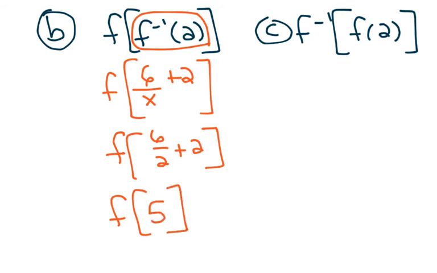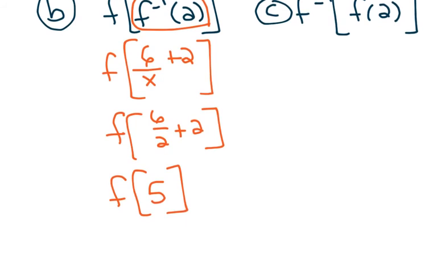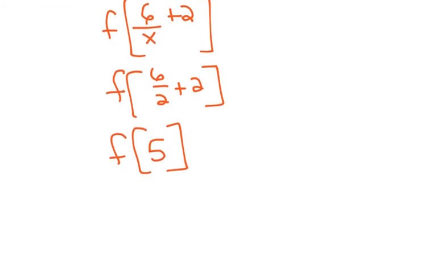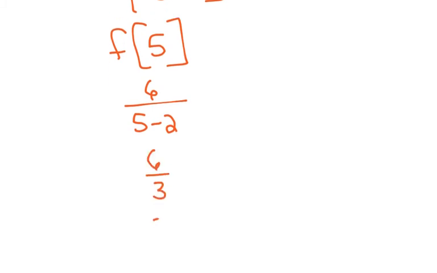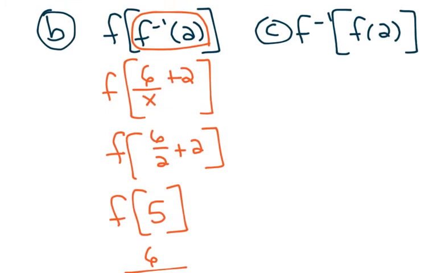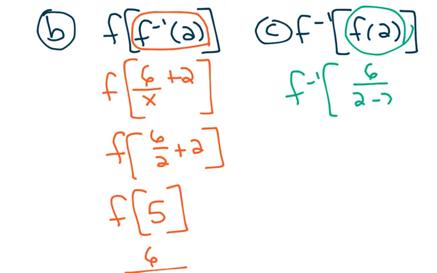Now this says plug 5 into f. That's the original function. The original function was 6 over x minus 2. So 6 over 5 minus 2, which is 6 over 3, which is 2. Now I'm going to go back and do this again, but I'm going to start by plugging 2 into the original function. The original function is 6 over x minus 2. So I'm going to get 6 over 0.